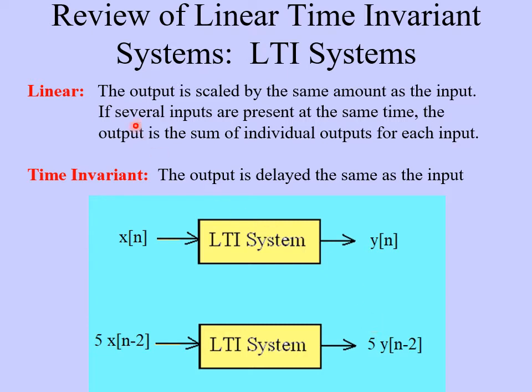And there's a little more to linearity. For example, if there are several inputs present at the same time, remember that we just have to add up all of the individual outputs for each input. This is the principle of superposition, and again, this is something we introduced back in chapter 1. Now, what about time invariance? This just means that the output is delayed by the same amount as the input. Going back to this picture, if we were to delay the input sequence x of n by 2 counts, so it's x of n minus 2, then the output is also delayed or shifted by the same amount, those 2 counts.